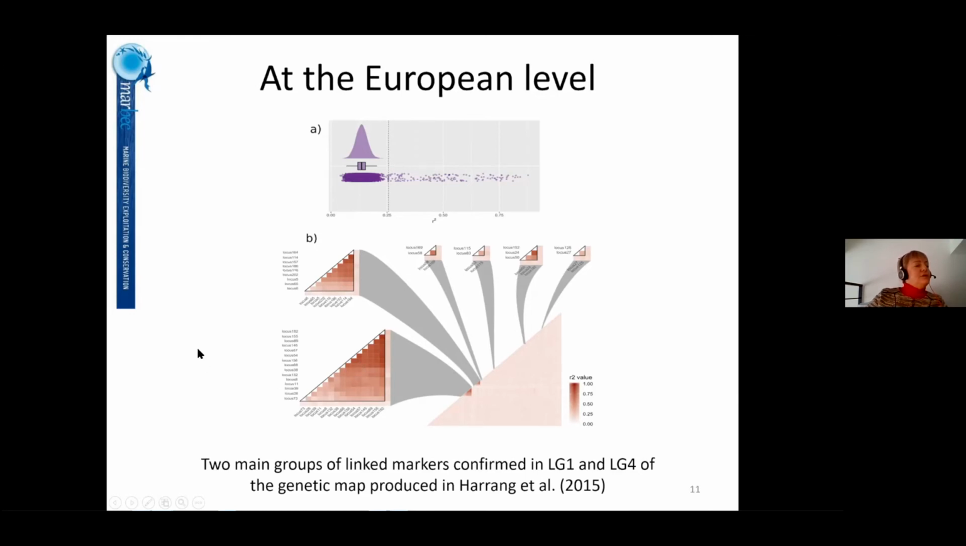And those main groups of linked markers were confirmed in linkage groups 1 and 4 of the genetic map we produced a few years ago in the context of another study. In this study, in fact, we produced a genetic map because we wanted to make the link between markers and resistance to bonamiosis. You will hear about that kind of work also this morning. But in this context, this linkage map allowed us to confirm that those markers are really at the same place, I would say, on the genome.